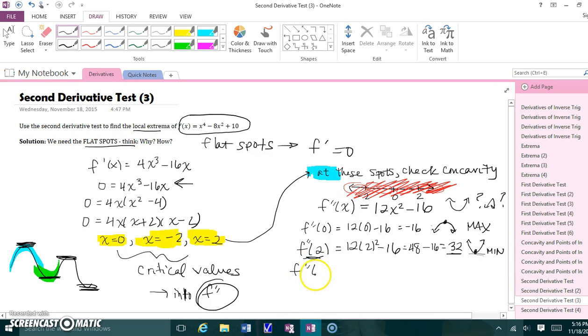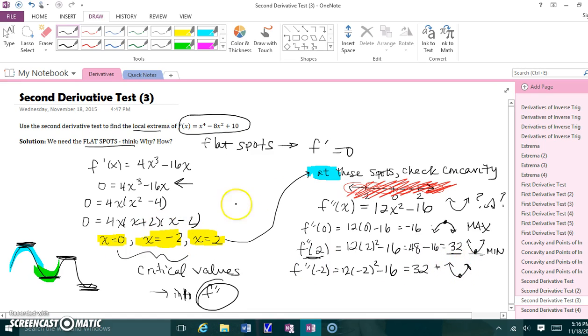Last one, the second derivative at negative 2. So I have 12 times negative 2 squared. This is actually going to give me the same exact thing because 2 squared and negative 2 squared are the same thing. So my second derivative is positive. That means it's concave up. If it's concave up, there is a minimum there.